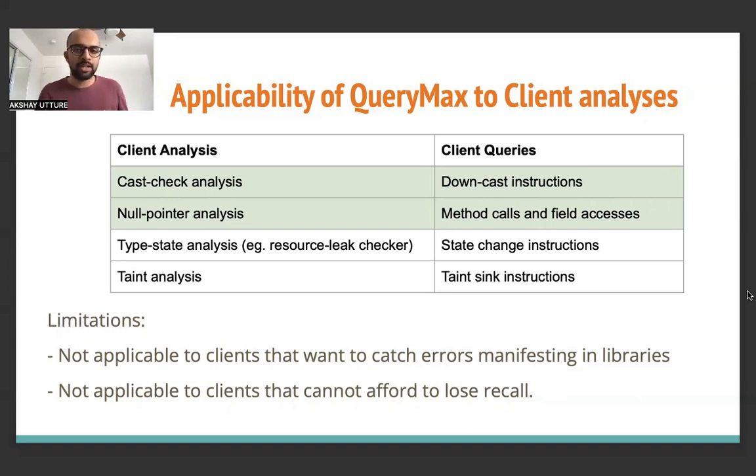So the limitations for QueryMax are that it cannot be applied to clients that want to catch errors that manifest in the library as well as the application. And the second limitation is that it cannot be applied to clients that cannot afford to lose recall, because we are going to trade off some amount of recall for our speed up.